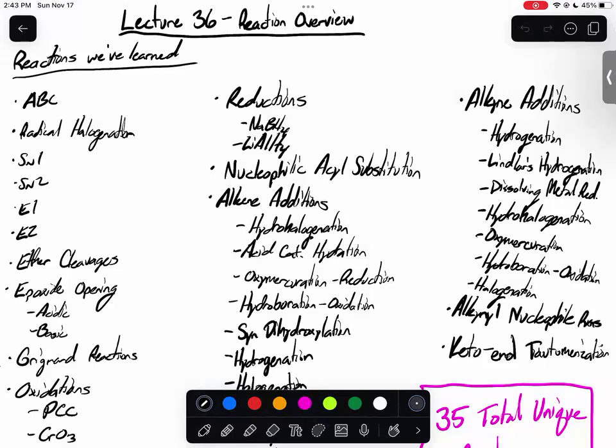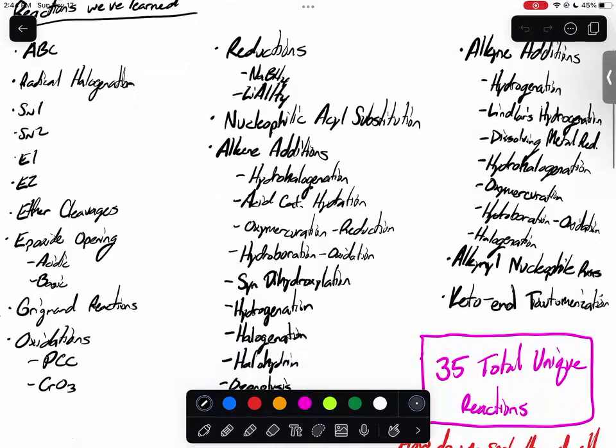There will be a nice list on Canvas that you'll be able to look through that is a little bit nicer written out than this. But you can see throughout this semester thus far, we've learned a lot of different reactions. Everything past this line that I'm going to draw right here was all things that we learned after exam two. So, we've learned in the past couple of weeks oxidations, reductions, nucleophilic acyl substitution, a bunch of alkene additions, a bunch of alkyne additions, alkyl nucleophile reactions, and keto-enol tautomerization. What this ends up looking like is 35 total unique reactions.